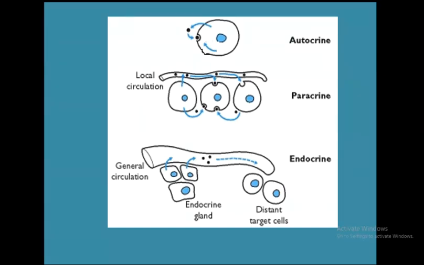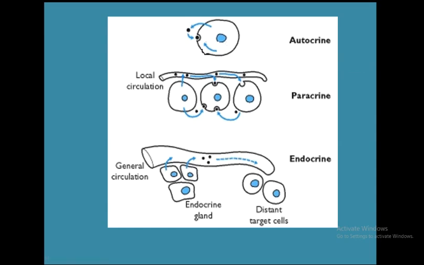So in the endocrine, the hormone is released and enters the main bloodstream that travels a distance away from the place of its secretion. While in the paracrine, the hormone does not enter the main bloodstream. No, it enters the local circulation within the tissue only. This is the paracrine. While in the autocrine, the hormone affects the same cell that releases it.